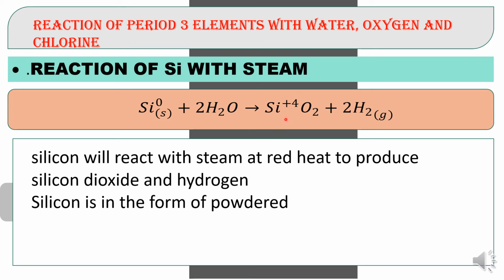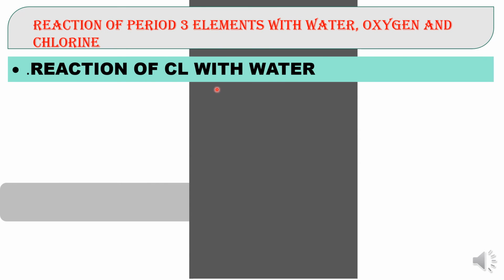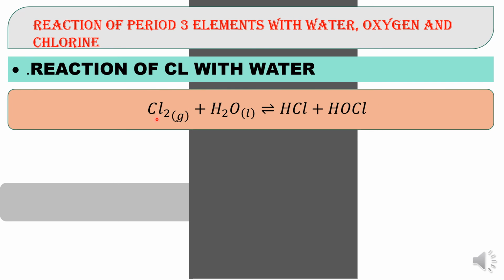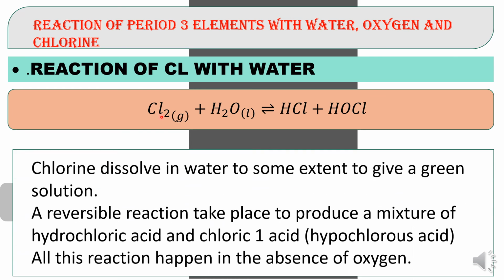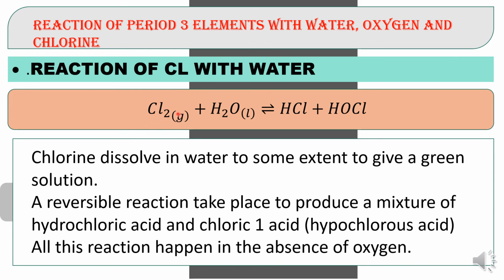Now we will study the reaction of chlorine with water. Phosphorus and sulfur do not react with water, but chlorine can react with water. When we pass green chlorine through water, a reversible reaction is established between water and chlorine, and the final products will be hypochlorous acid and hydrochloric acid. As you can see here, when chlorine reacts with water, hydrochloric acid as well as hypochlorous acid is formed.